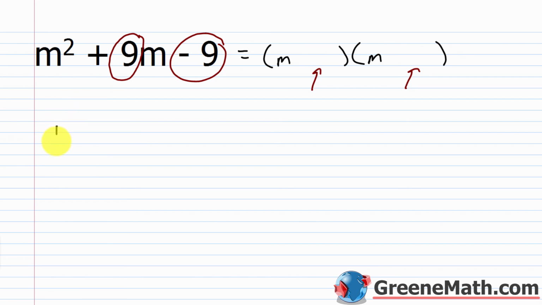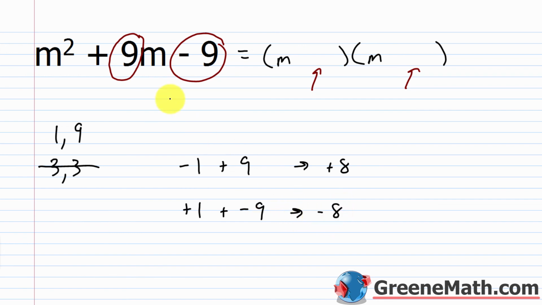You have 1 and 9, and you have 3 and 3. That's it. So I can't use 3 and 3. That's not ever going to work. 1 and 9, if I had negative 1 plus positive 9, that would give me positive 8, and it would multiply to be negative 9, but I don't want positive 8. I want positive 9. If I used positive 1 and negative 9, well, that's going to give me negative 8. And again, I want positive 9. So there's not really anything else I can do.